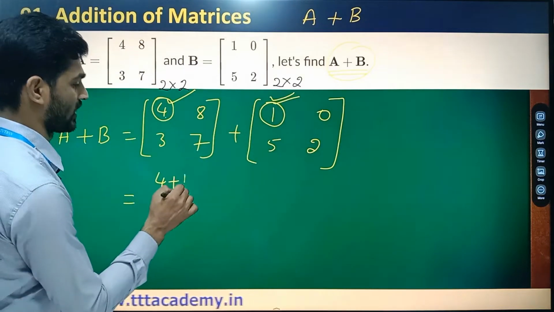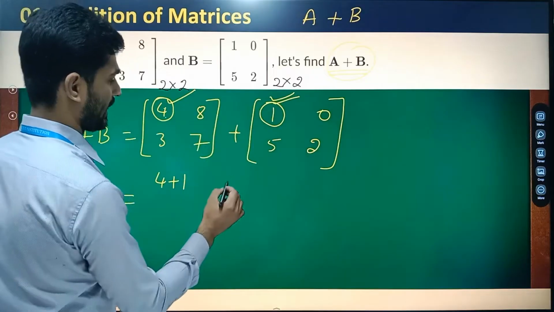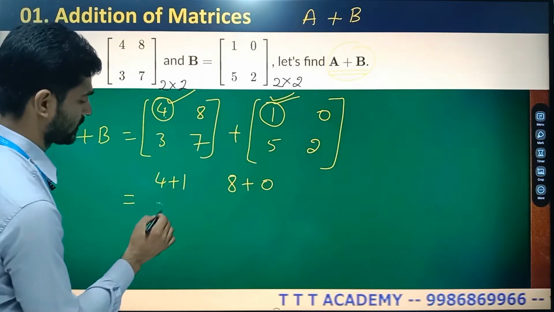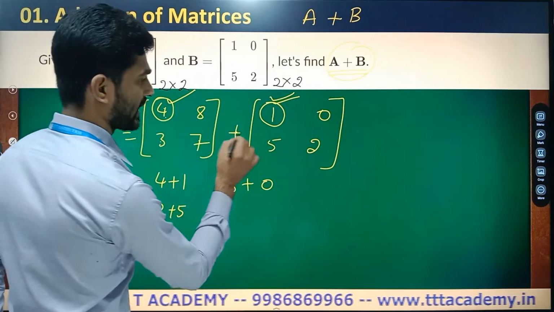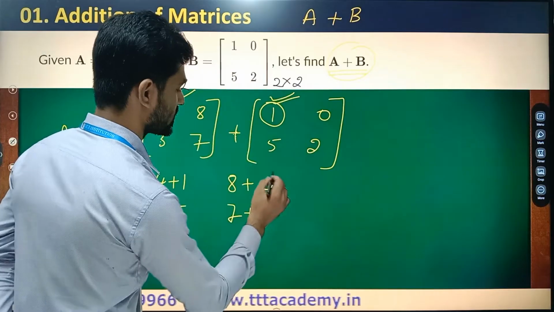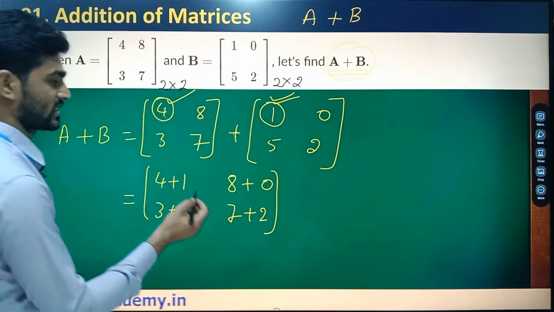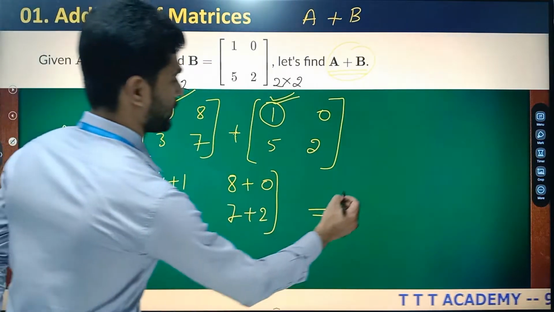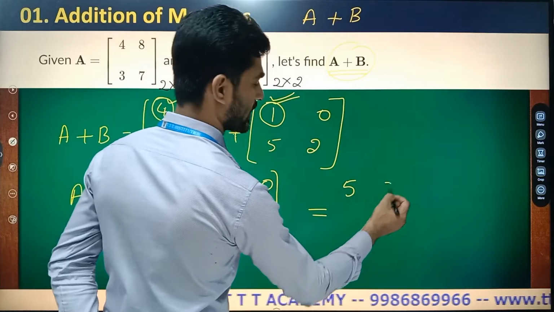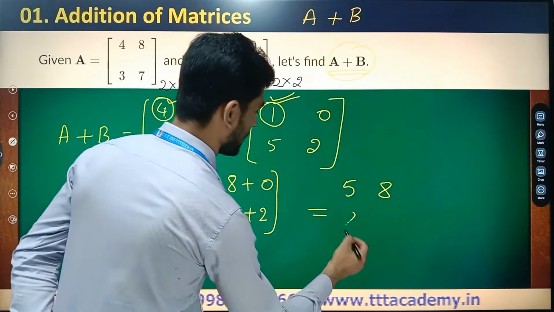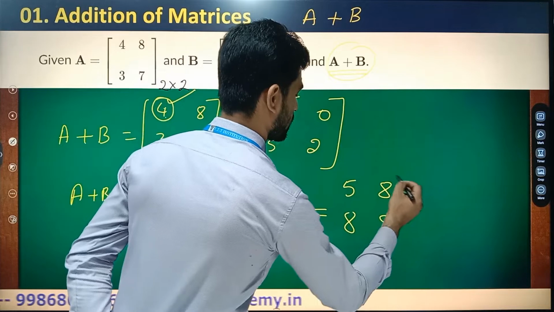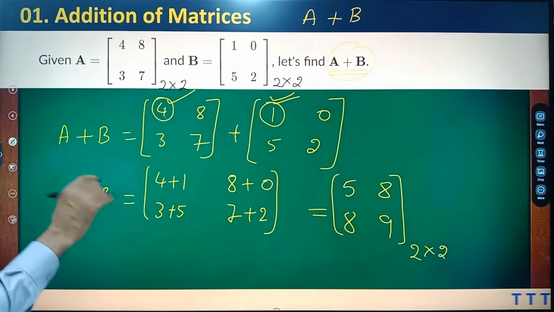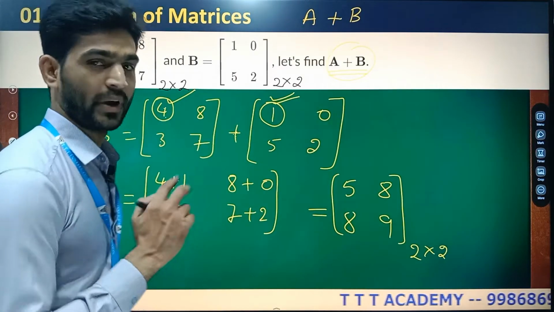That means 4 plus 1. Next 8 plus 0. Here 3 plus 5. Next 7 plus 2. This is the procedure of adding two matrices. So what is the answer? A plus B equal to 4 plus 1, that is 5. 8 plus 0, that is 8 itself. 3 plus 5, again 8. 7 plus 2, that is 9. Again you can observe that the size of the matrix is 2 cross 2 only. This is a simple concept, addition of two matrices.